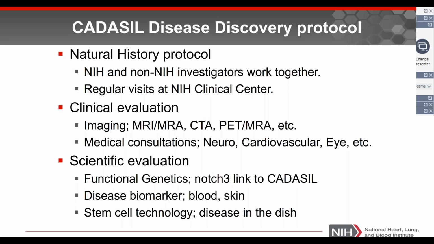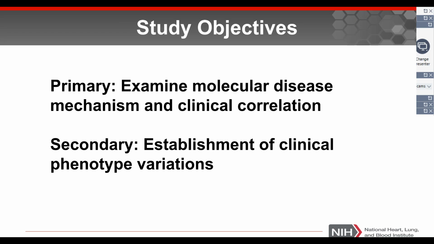So I would like to introduce to you the clinical protocol. As you know, only patients coming into the NIH Clinical Center are part of a clinical protocol. So we have this CADASIL protocol. It's a natural history protocol where NIH and non-NIH investigators are working together. And we have built into that protocol regular visits at the NIH Clinical Center. The protocol contains clinical evaluation and imaging like MRI, CT, PET-MRI. These are all images to look at affected organs and tissue and also blood vessels affected by CADASIL. And we also have a large group of medical consultations consisting of neuro, endovascular, eye, and so on.